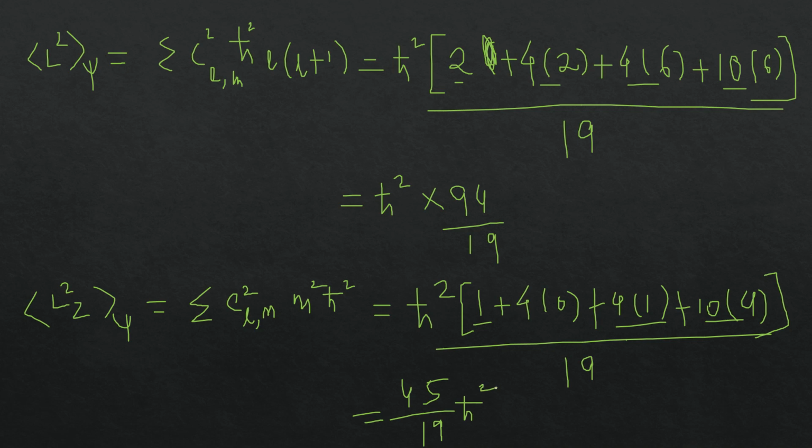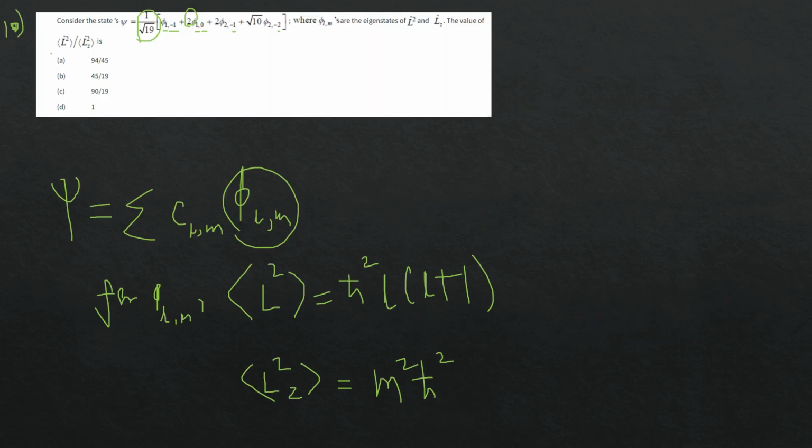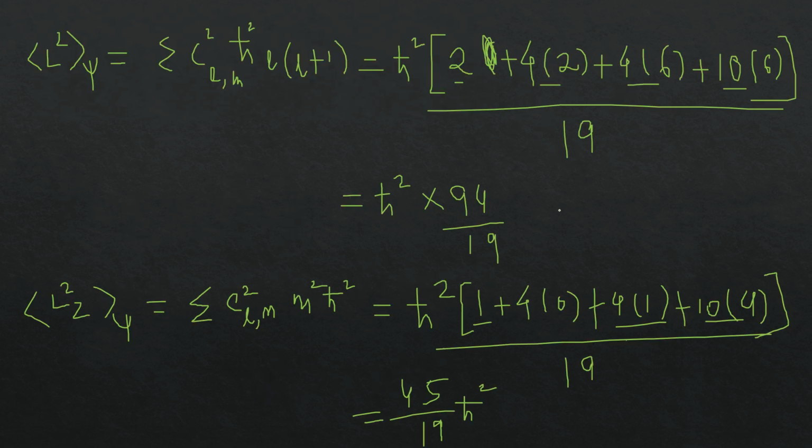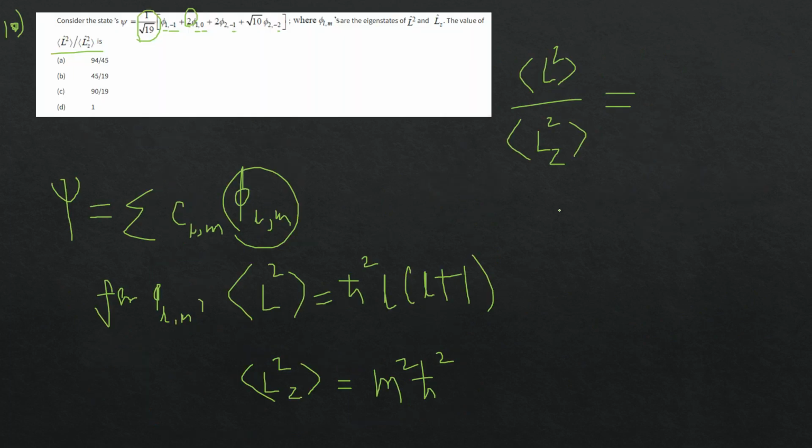So what is the question? The question is expectation value of L square divided by expectation value of Lz square. So let's write it: L square expectation value divided by Lz square expectation value equals 94 by 19 h cut square divided by 45 by 19 h cut square.